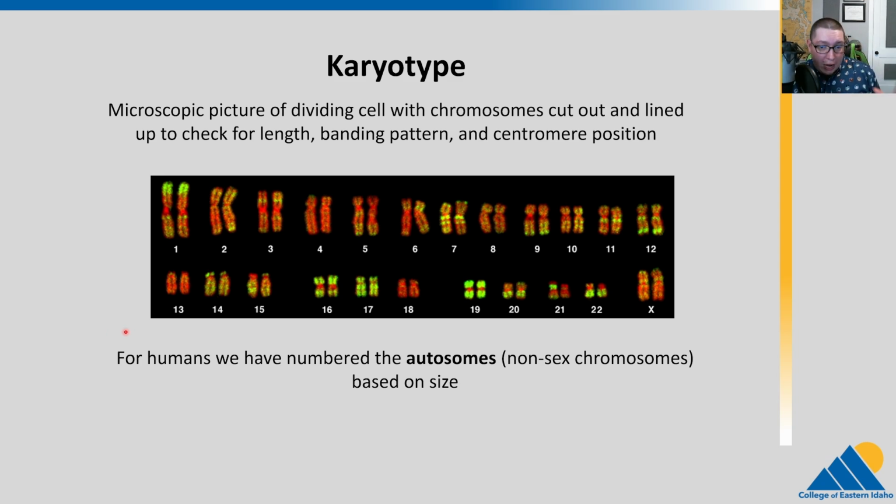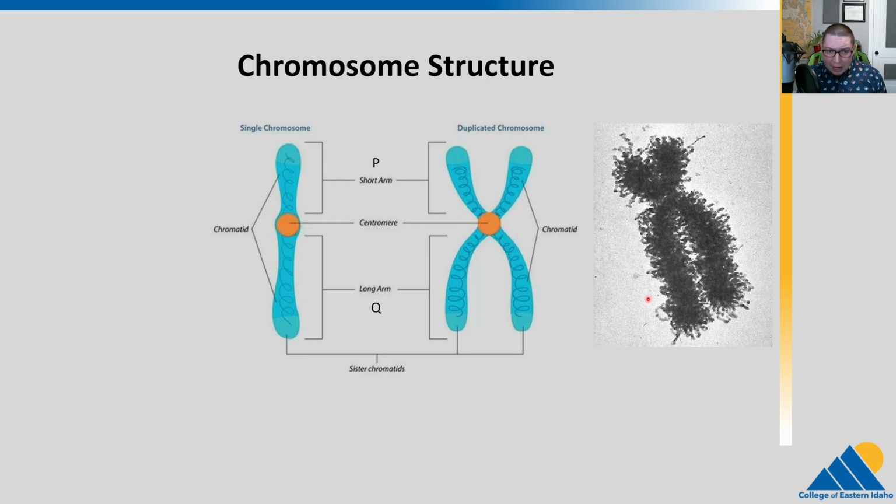So in humans, we have 22 autosomes, non-sex chromosomes, and they've been numbered based on their size. So chromosome 1 is the biggest, 2, 3, 4, so on and so forth, down to 22, which is the smallest in length. Then we have the sex chromosomes, which are separate here. So chromosome structure is important. This gets looked at a lot in the karyotype. It's like an early thing to determine if there's any issues in there.